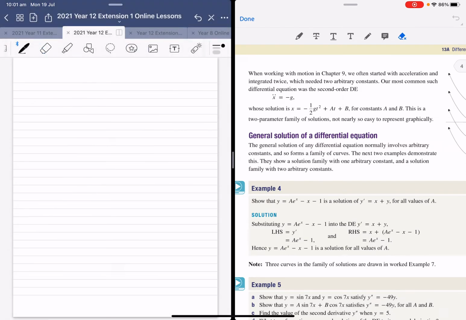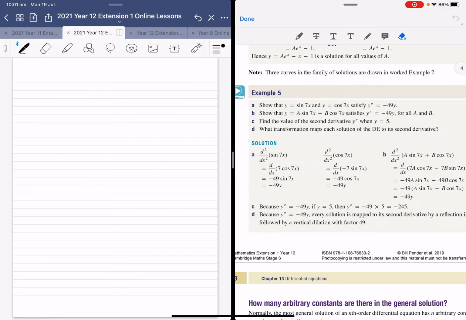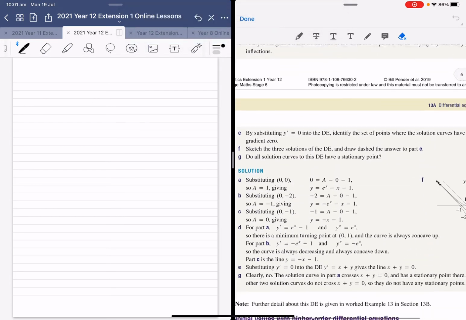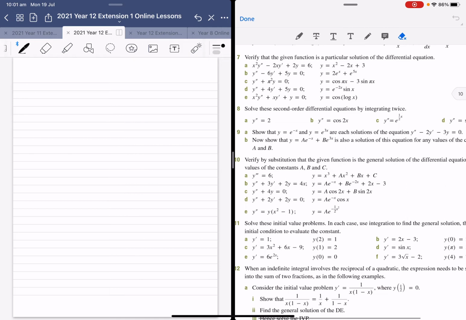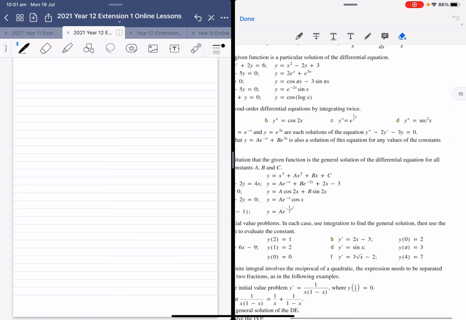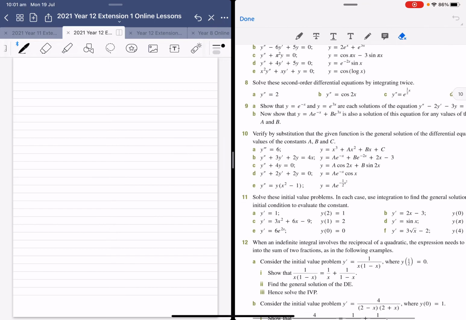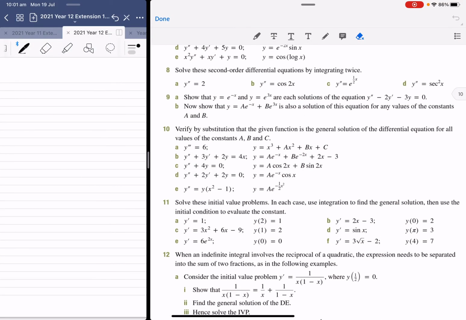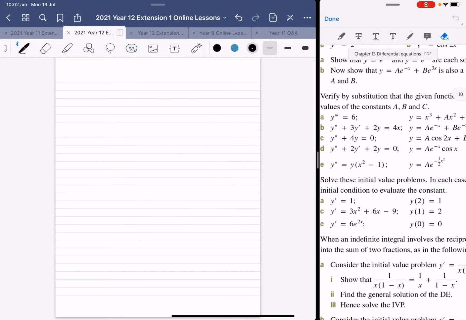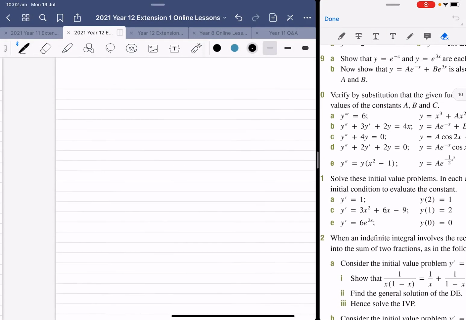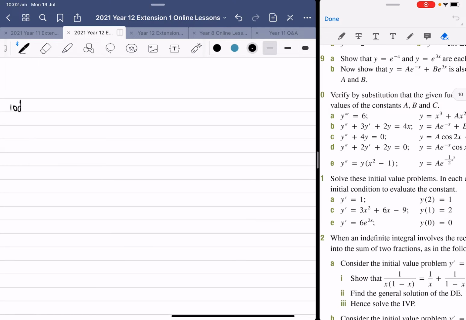Okay, so what I'm probably going to do is pick a question from the exercise, instead of using the sample question, and show this is a general solution. So let's have a look at question 10. It says, verify by substituting that the given function is a general solution of the differential equation for all values of constants a, b, and c. I'll probably just do question 10D, which is here. If you have your textbook, make sure you also look at question 10D.